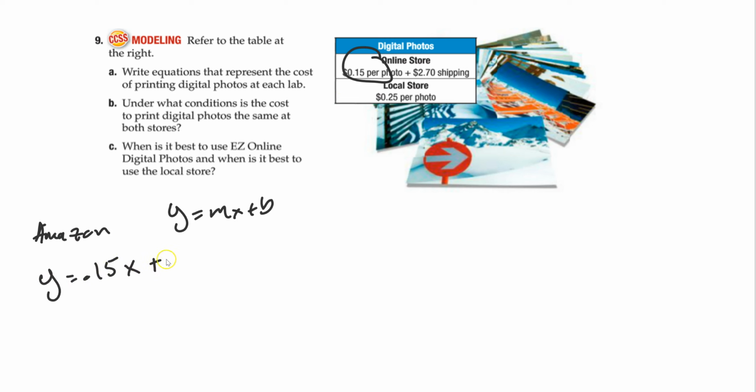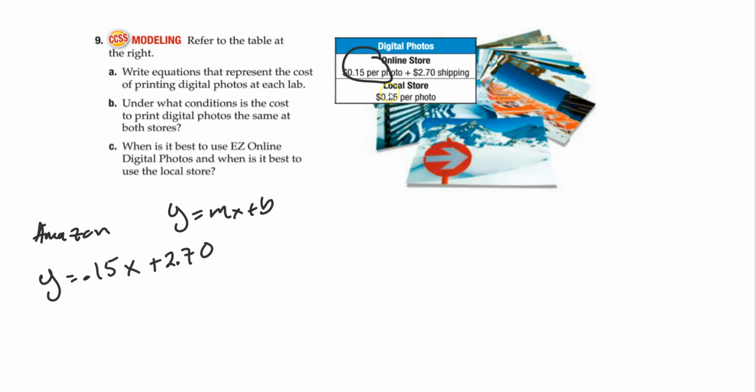So the first example here, first to the table at the right. Write an equation that represents the cost of printing digital photos at each lab. We have an online store, which is called Amazon. That's 15 cents per photo plus $2.70 shipping. So I have to make an equation out of that. Remember, per photo is going to be my m. So I get y equals 0.15x plus 2.70 for shipping. No matter how many photos I buy, it's going to be 2.70 for shipping.